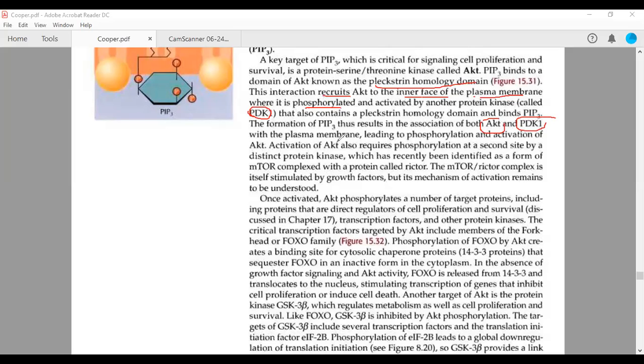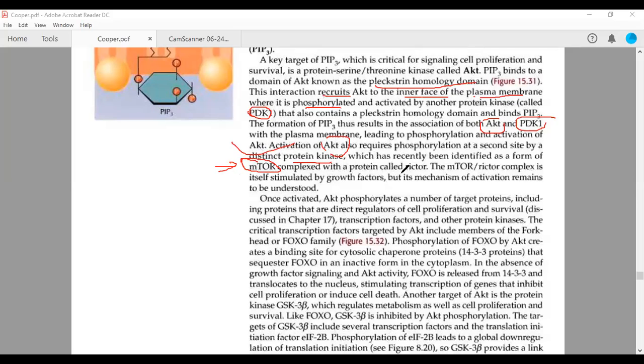With the plasma membrane. So they are nearby, leading to the phosphorylation and activation of finally this AKT. Activation of AKT also requires phosphorylation at a second site by a distinct protein kinase. So at a certain position, this PDK1 will phosphorylate. At another position, some other protein kinase will phosphorylate, which has recently been identified as a form of mTOR complex. It was not identified earlier; only recently it is being recognized that mTOR is another protein kinase which will activate the AKT, or this protein kinase B, at the second position.